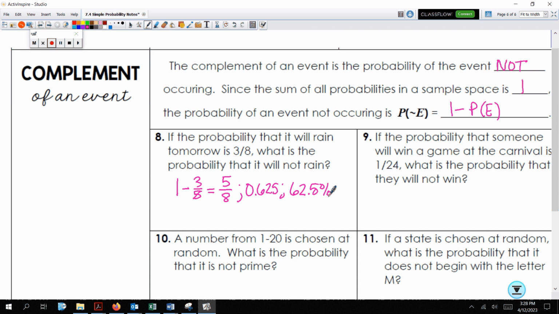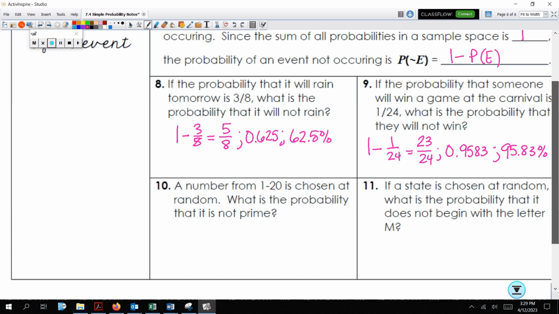All right, if the probability that someone will win a game at the carnival is 1 out of 24, what is the probability that they will not win? 1 minus 1 out of 24 is equal to 23 out of 24. Which in our simple calculators is 0.9583, or 95.83% is the probability that you're not going to win at a carnival. How sad is that?